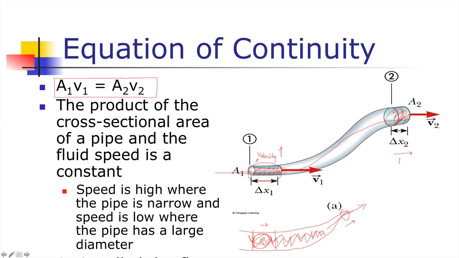So the equation of continuity literally says that area 1, the cross-sectional area that you have here, multiplied by the velocity that you have here, equals the area over here multiplied by the velocity that you have here. So that's what the law of continuity states. It's a very simple continuity equation. It may be worth trying to find an example.